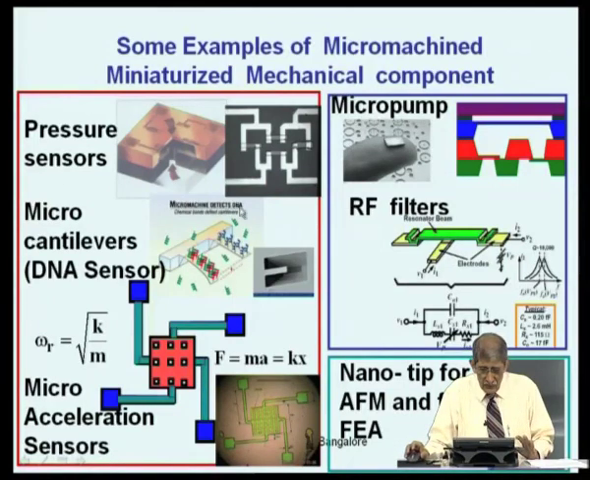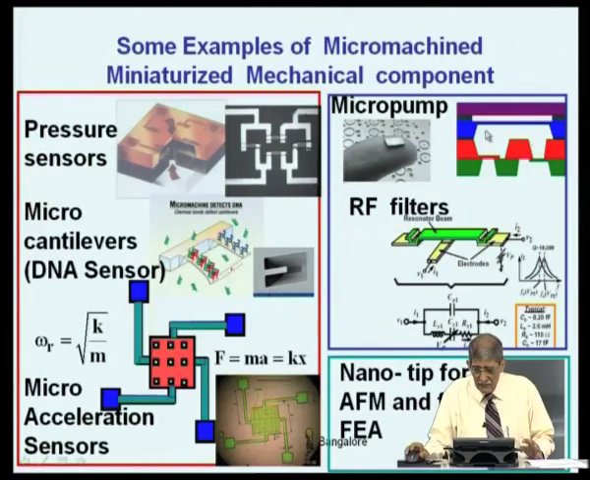So, these two are examples of sensors, these three are sensors. And the one that I am showing here is the actuator. You can see here on the thumb you have got the micro pump, which I have shown on the schematic diagram. This is the micro pump which has 1, 2, 3, 4, 5 layers which are bonded together.